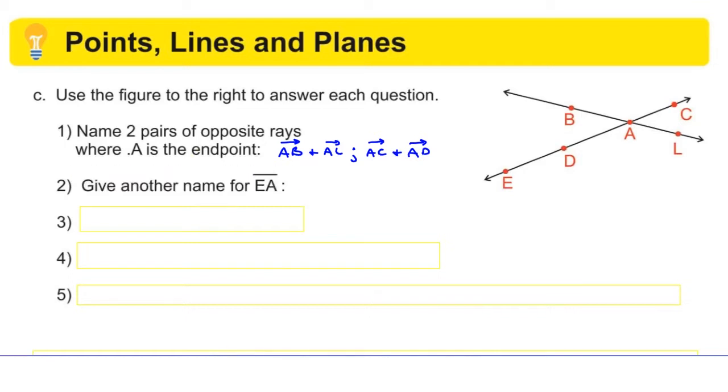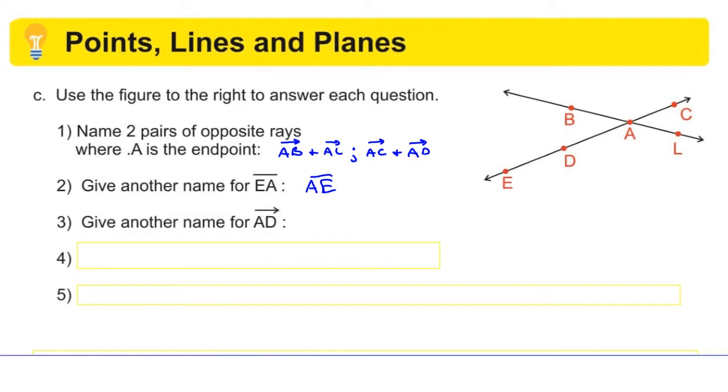Number two, give another name for line segment EA. Can you give another name for line segment EA? Okay, and I hope you said line segment AE, right? We can switch the order. That's point E, point A, and every point in between is line segment EA or line segment AE.